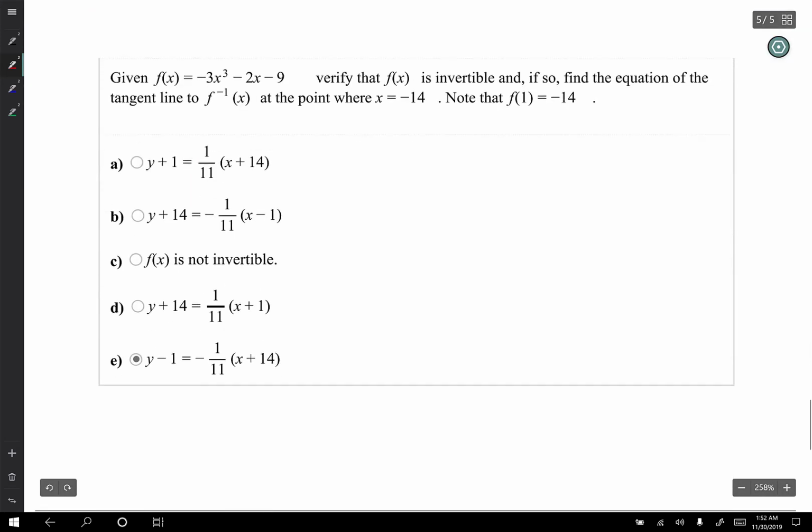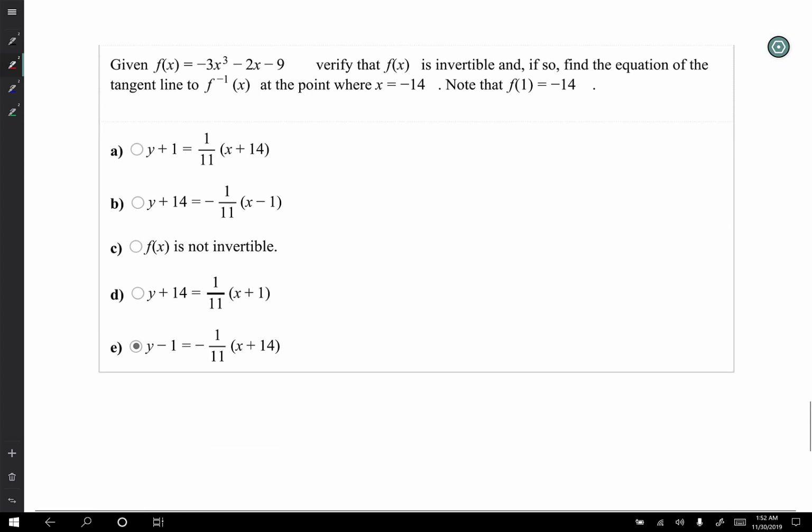Let's see. This one says, given f of x is negative 3x cubed minus 2x minus 9, verify that f of x is invertible. So that means it has an inverse. If so, find the equation of the tangent line of the inverse at the point where x is negative 14. Note that f of 1 is negative 14.